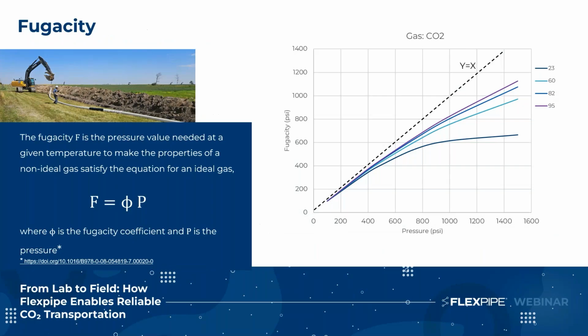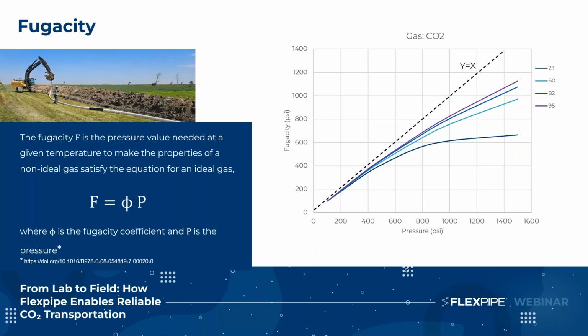The fugacity of pressure is the value required at a given temperature to make the properties of a non-ideal gas satisfy the equation for the ideal gas condition. The plot on the right shows the fugacity of pressure for pure CO₂, plotted against the pressure. By increasing both temperature and pressure, the CO₂ gas deviates from the ideal gas condition.